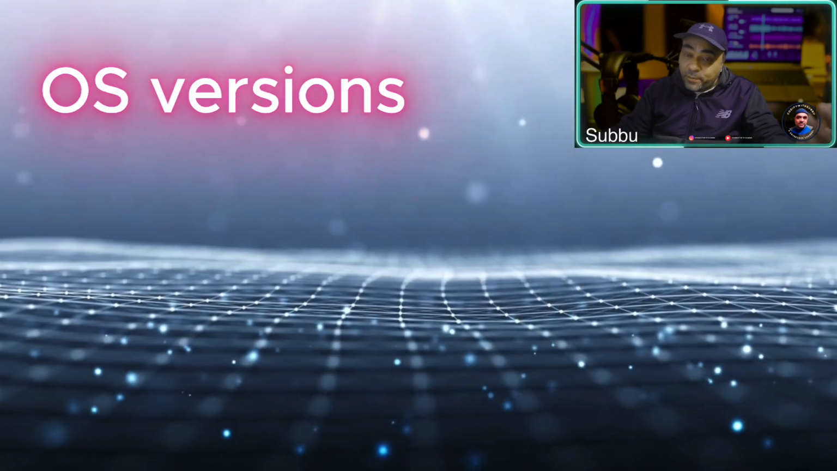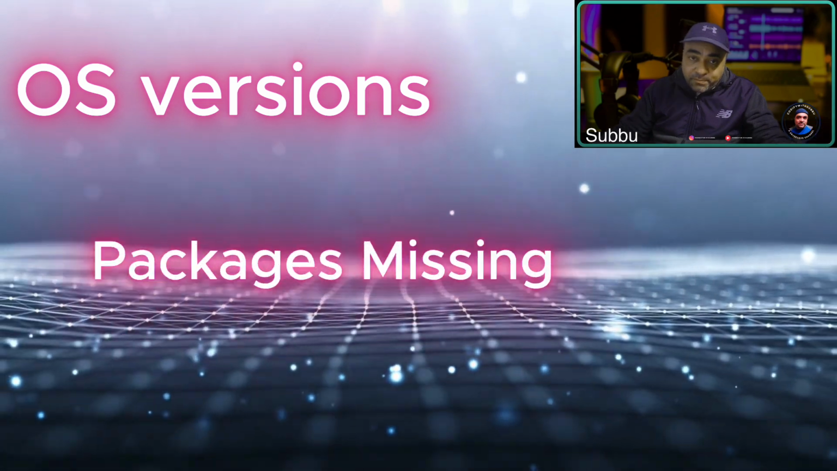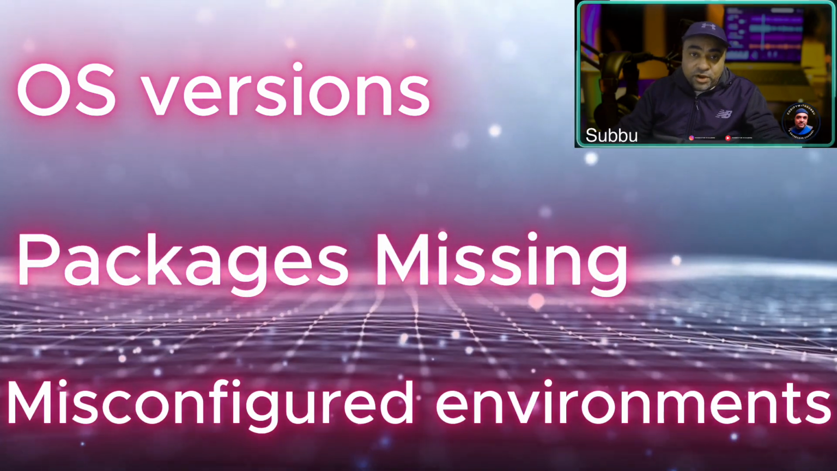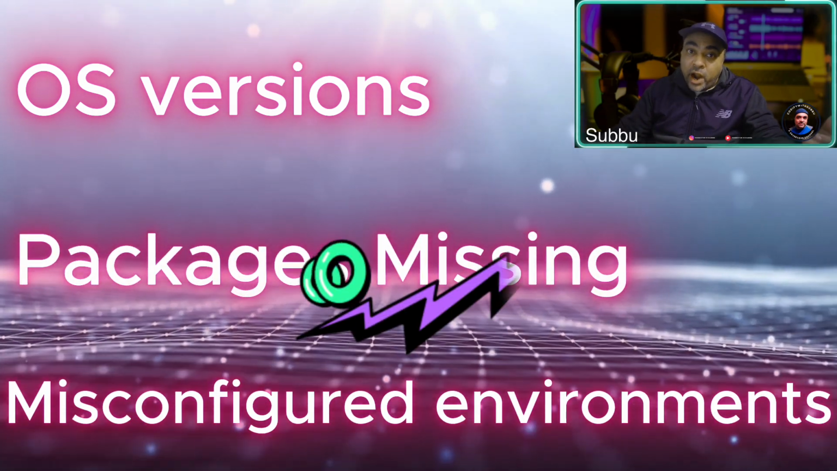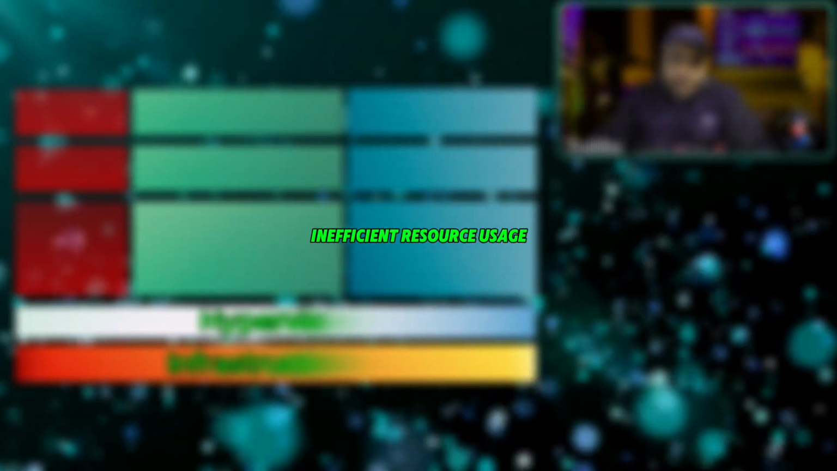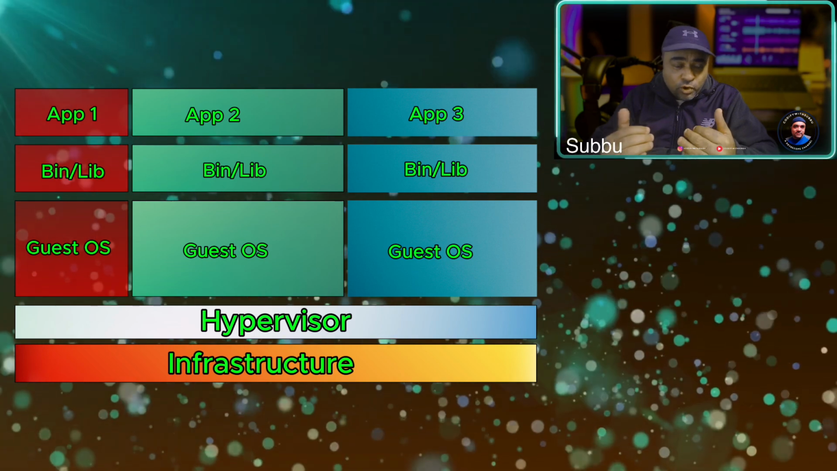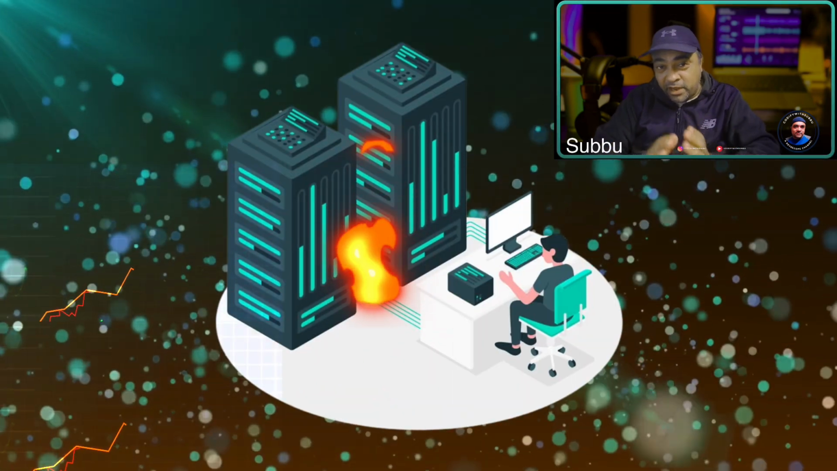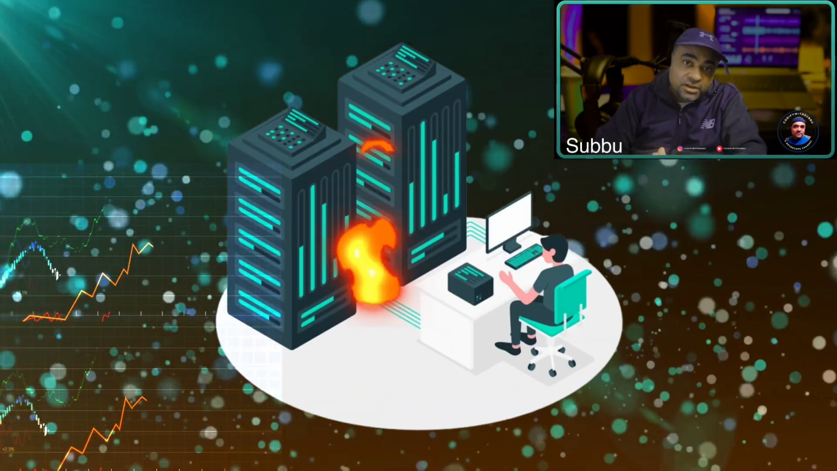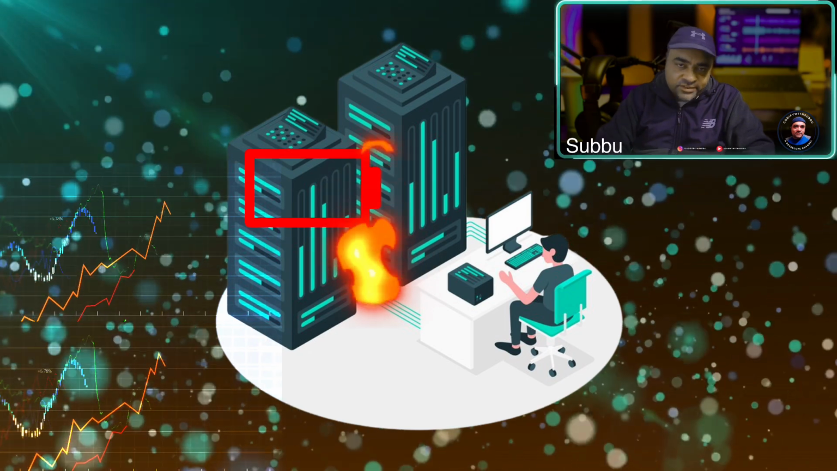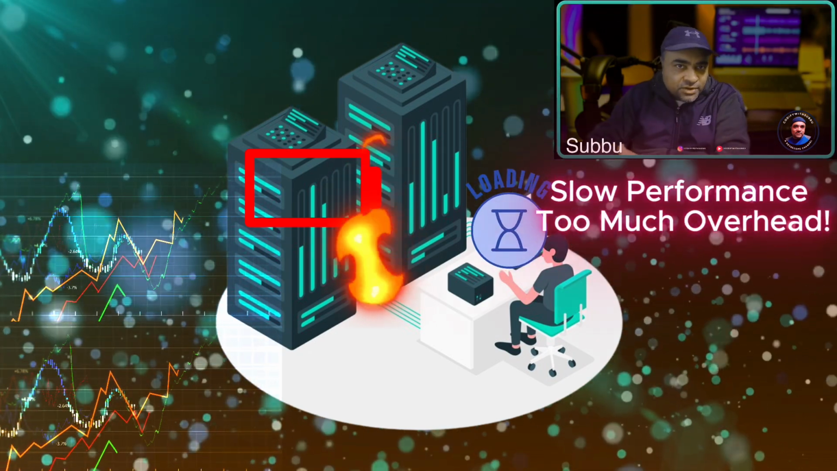Why? Different operating system versions, missing packages, and misconfigured environments leading to unexpected errors. Traditionally, applications are hosted on virtual machines. Each virtual machine requires a full-blown operating system, consuming excess memory and CPU just to keep it running. This leads to wasted resources, slower performance, and unnecessary cost.